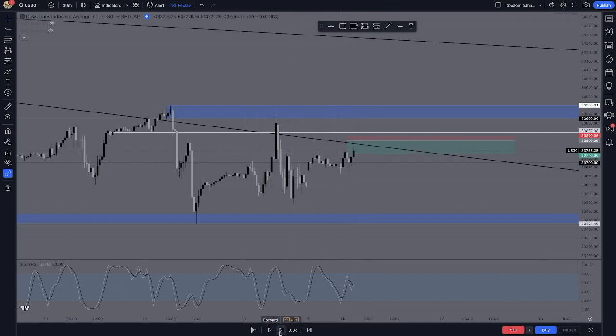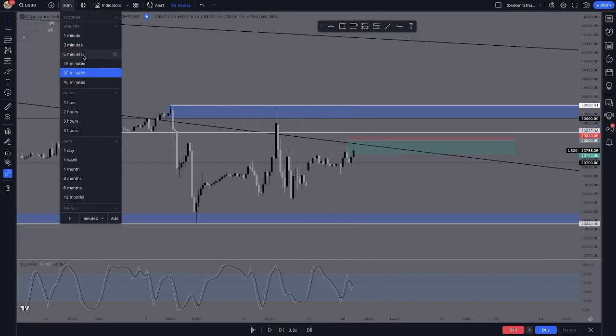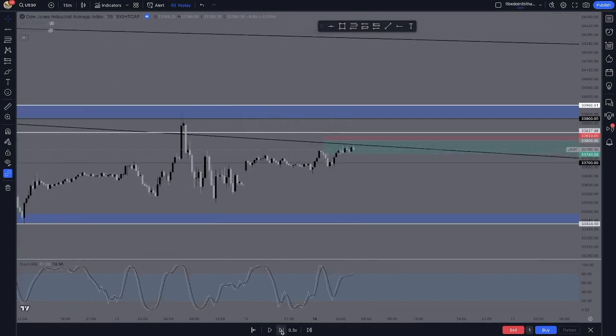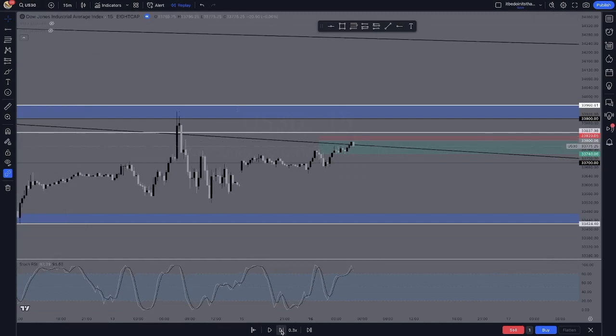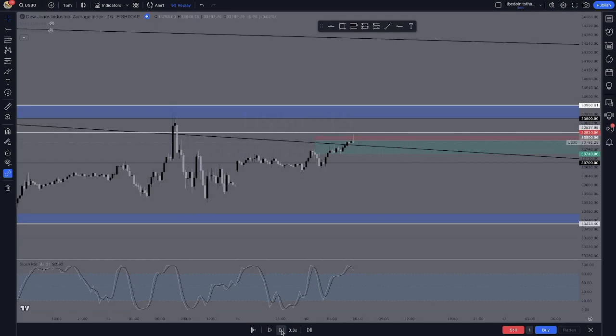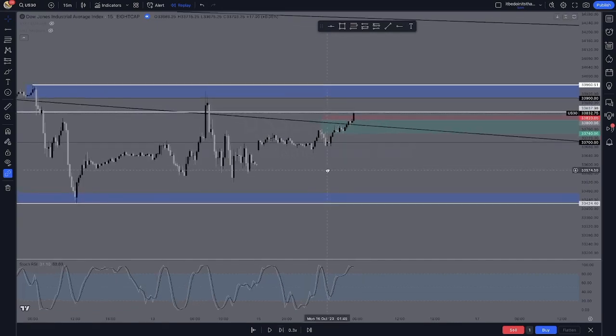So let's just go ahead and move forward a little bit. I'll go down to the 15 for you guys. See price just consolidating in this zone, moving up slowly but surely. We do see it enters me in right here and automatically wicks me out. So this was an invalid trade. So we'll go ahead and move forward to 7:30 market open and see what happened.